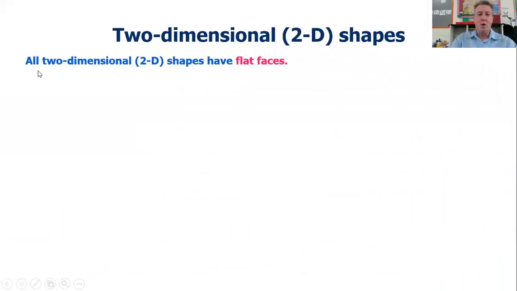2D shapes. All 2D shapes have flat faces. Remember? Flat. We can put them on our hand and we can clap because they're flat. Flat, like a piece of paper. There's a rectangle. It's a 2D shape because it's flat.